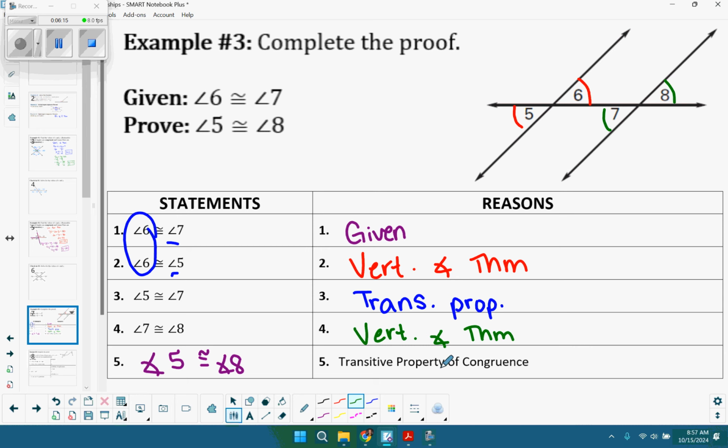And then it tells us our last step was found using the transitive property, and I know because both of them were congruent to angle 7 is what let me say that angle 5 was congruent to angle 8.